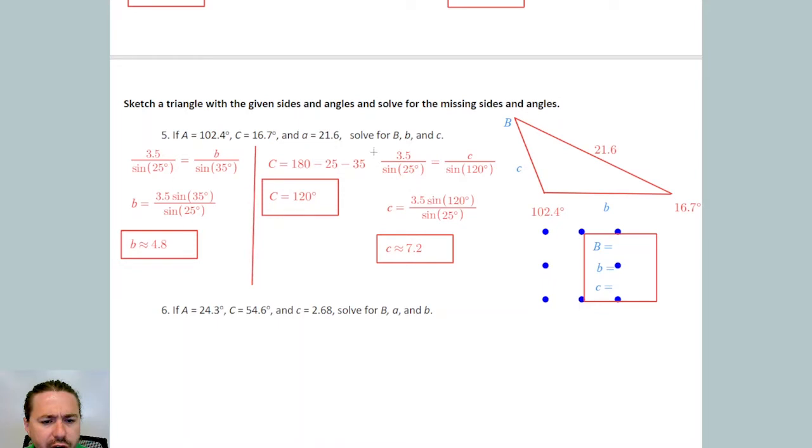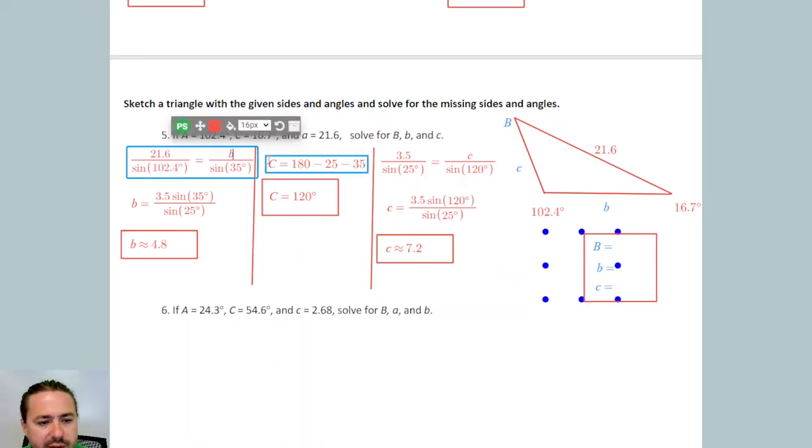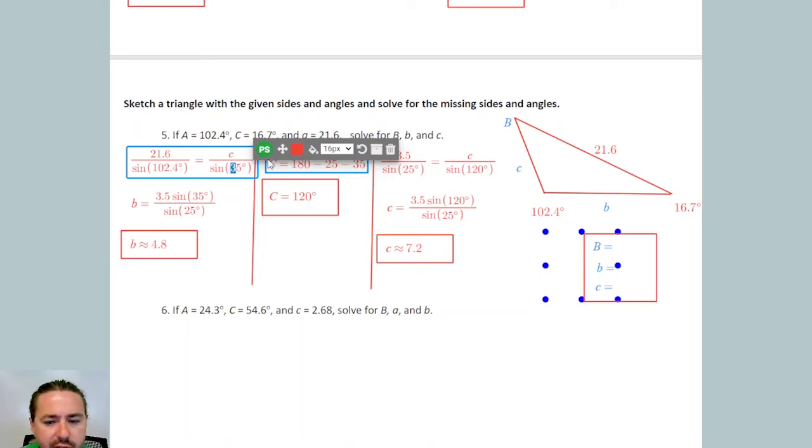Okay, so the first thing we're going to do is solve for, let's see here. We've got A and A, and the other angle we have is, oh, wait a minute. Oh, yeah, we've got C. So we want to find side C first here, because we got angle C, but not side C. So let's go ahead and start setting this up. I will use my A's here. So I've got 21.6 over the sine of 102.4 equals side C over sine of 16.7.